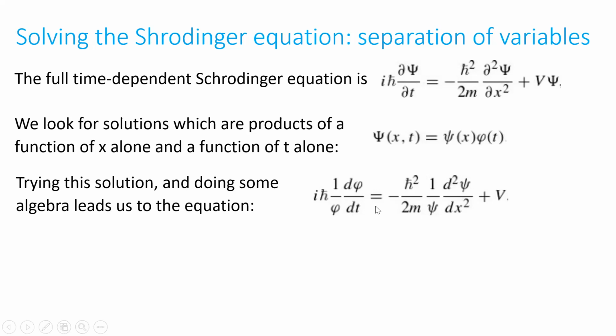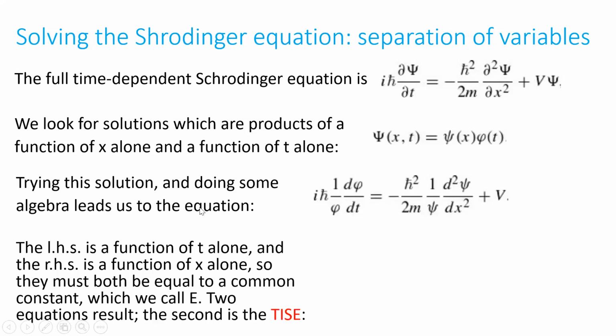So let's look at this equation, which we've got right here. The left-hand side, or LHS, as I've written here, is a function of t alone, because phi here is phi of t, and d phi dt, they only depend on t. Whereas the right-hand side, little psi, and the second derivative of little psi with respect to x, plus V, which we assume only depends on x, is a function of x alone.